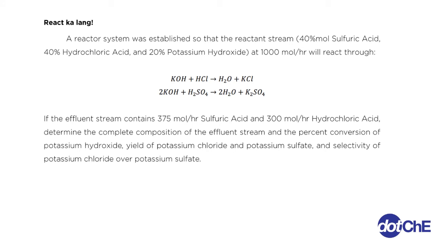A reactor system was established so that the reactant stream at 40% moles of sulfuric acid, 40% hydrochloric acid, and 20% potassium hydroxide at 1000 moles per hour will react through the equations. If the effluent stream contains 375 moles per hour sulfuric acid and 300 moles per hour hydrochloric acid, determine the complete composition of the effluent stream, the percent conversion of potassium hydroxide, the yields of potassium chloride and potassium sulfate, and the selectivity of potassium chloride over potassium sulfate.